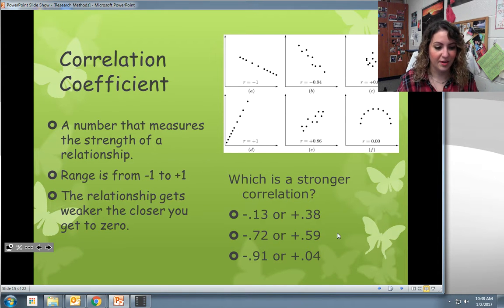For the next one down, we have -0.72 or +0.59. It's going to be -0.72 because it's closer to -1. And for the third one, we have -0.91 or +0.04. Definitely it's going to be the -0.91 because that's really close to -1, and then 0.04 is so close to 0 that it's barely even correlated at all.